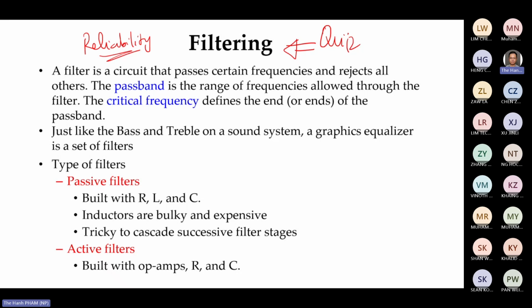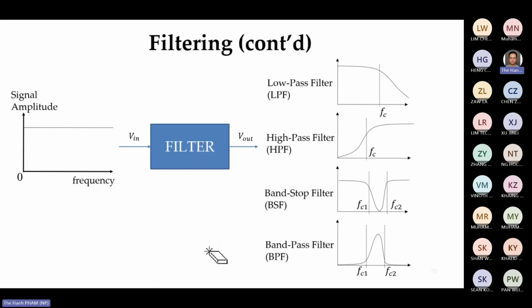Okay, so we will look at the passive one which consists of only R, L, and C. And we will look at the active one, which consists of op-amp together with normally R and C. Why they don't use L? Because L is quite bulky. Inductor is quite bulky. Capacitor is more compact and the size is very small. Okay, so that's why.